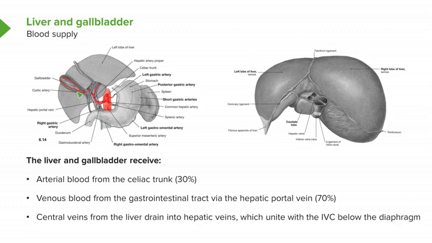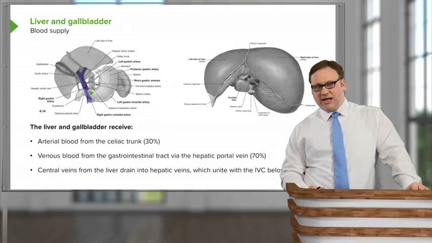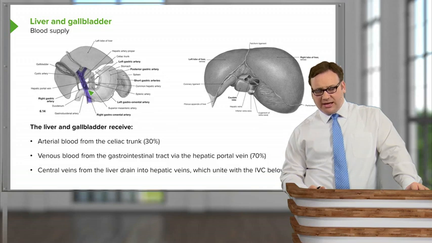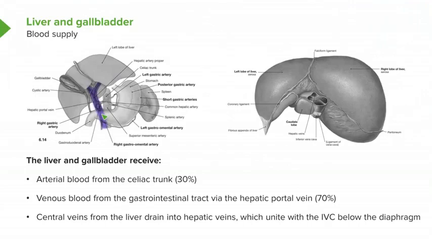We can also see running posterior to the hepatic artery, so posterior to the hepatic artery within the portal triad, we have the hepatic portal vein. This also will split into two portal veins, and that will go to the left and right functional lobes of the liver. Here we can see next to the hepatic artery and the hepatic portal vein, we have the bile duct, and now we're seeing our portal triad once again.